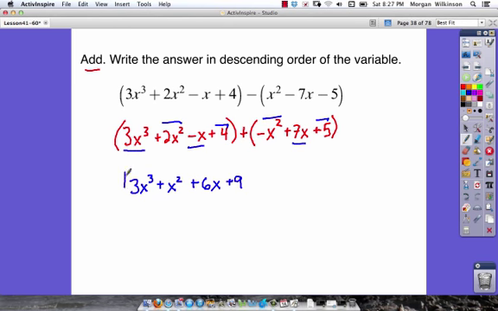We're all done. We've written the answer in descending order of the variable. You can see the variables go 3, 2, 1, and 0. And we've added because we've distributed the negative through all of our things in our second set of parentheses.